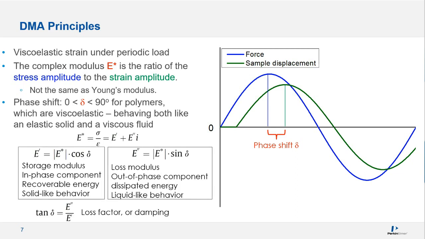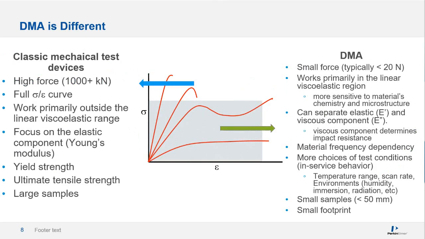So the complex modulus is expressed in two components, real component and imaginary component. The real component, E prime or G prime if the sample is measured in shear mode, is called storage modulus. It represents the recoverable energy of the elastic component. The imaginary component, E double prime, is called loss modulus, which carries the information on the viscous behavior. The ratio of the loss to the storage is the tan delta, and often called damping. It is a measure of the energy dissipation of a material. Now we start to see the differences between classic mechanical tester and a DMA.